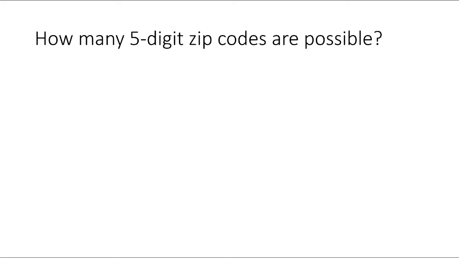So if we want to figure out how many 5-digit zip codes are possible, the way I like to do it is I like to draw a blank for each of these. So for each of the 5 digits. And then in each blank, I'm going to put the number of different options we have for each of these digits. So the first digit, it can be anything from 0 to 9. So that's 10 different digits.